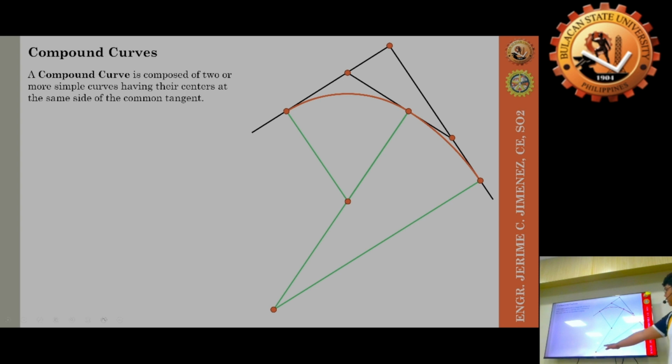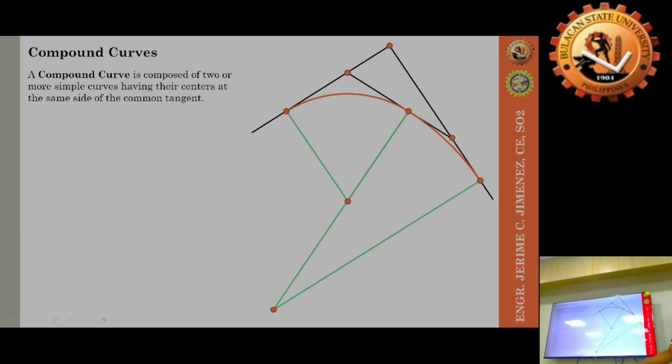So, kung makikita nyo, based on the definition, a compound curve is composed of two or more simple curves. Ngayon, may dalawa tayong simple curve. Okay? Make sure nyo lang na simple curve talaga siya. Having their centers at the same side of the common tangent. Okay? Ito yung centers niya. Ito yung magiging common tangent niya. Okay? Nakahilera siya. Okay? Ito yung point kung saan magkakaroon ka ng common tangent. Okay? Magkakahilera yung tatlo na yan.